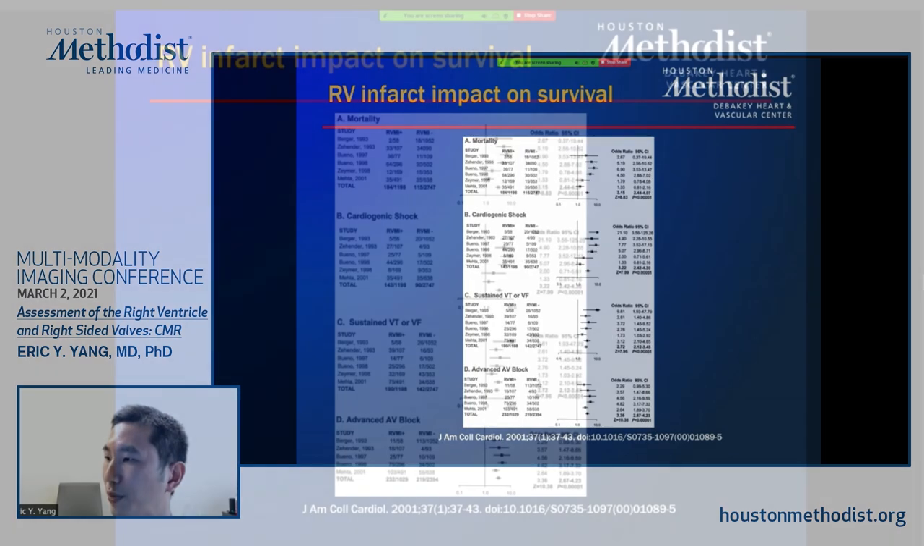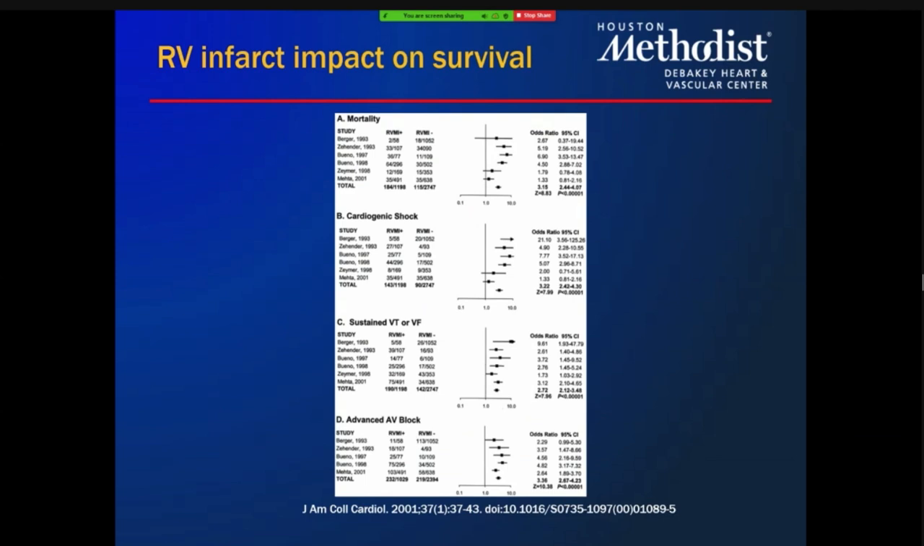Okay. And then this is just a meta-analysis bringing home the point that when RV infarct is present versus absent, mortality goes up, cardiogenic shock goes up, arrhythmias and conduction blocks go up. So again, very important to note when you're doing CMR and you pick this up.